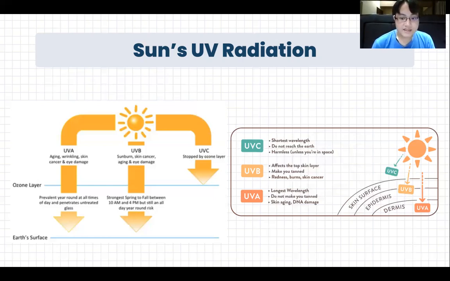And then the next one is the UVC radiation. This radiation ranges between 200 to 280 nanometers. UVC radiation is filtered by the stratospheric ozone layer, so it is less effective and hazardous.